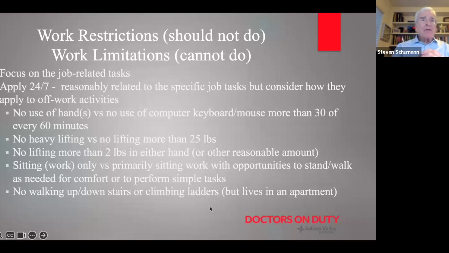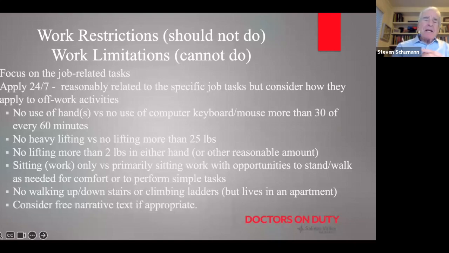No walking up or down stairs or climbing ladders. The test here is what happens to a person who lives in an apartment. You still need to, if it's appropriate on the job, limit their walking up and down stairs or climbing ladders. But again, test it to see what the implications are for home.